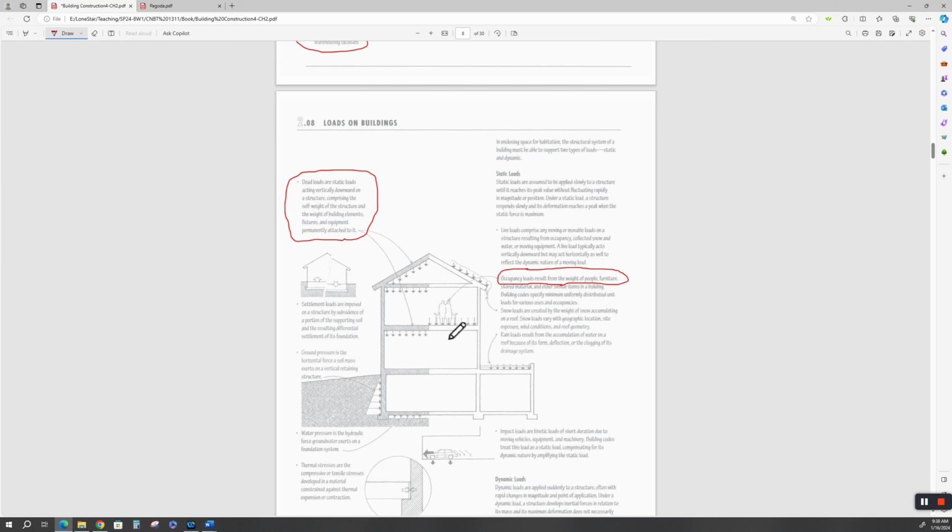Maybe mama wants to bring up some super heavy stuff up here and store it. Okay, then people want to store stuff in the attic. Then you got snow loads. We talked about snow loading on the slope of a roof. You got rain loads for ponding.